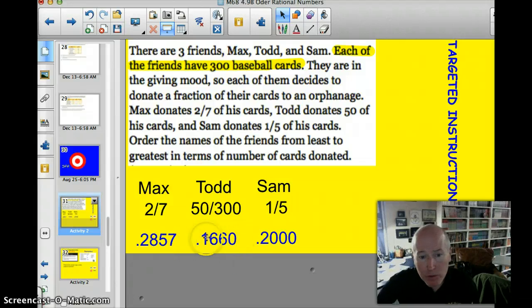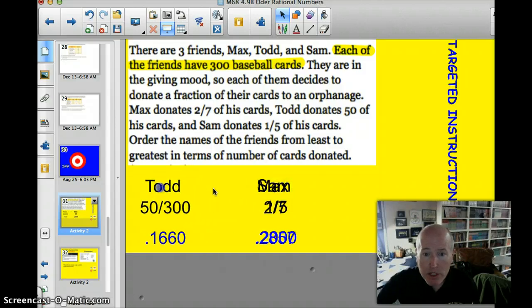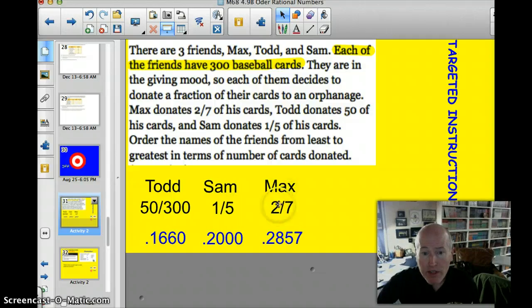Because look how easy it is when you have numbers that are all the same length. It's much easier to compare. And so I added those extra zeros on. So we can easily see that Todd gave the fewest amount of cards. Sam gave 0.20, which is kind of in the middle, and Max gave the largest amount, which is 2/7, or 0.2857. I just always double check, least to greatest, least to greatest.